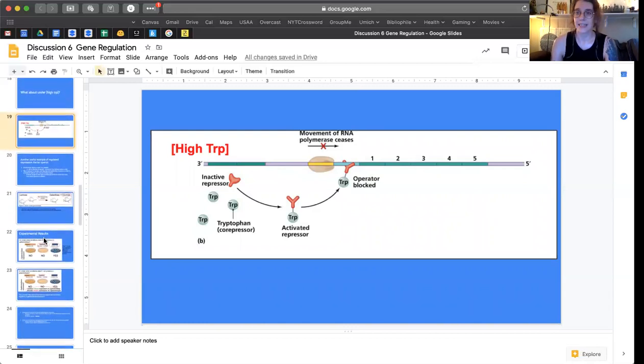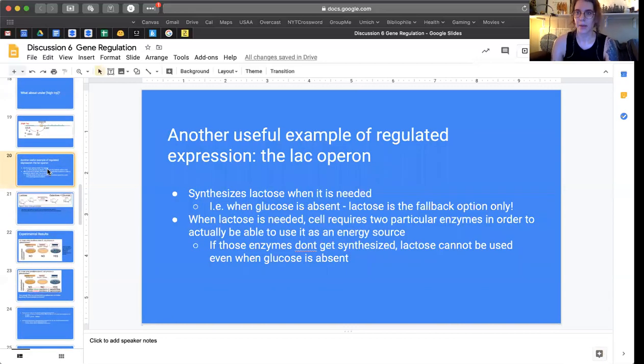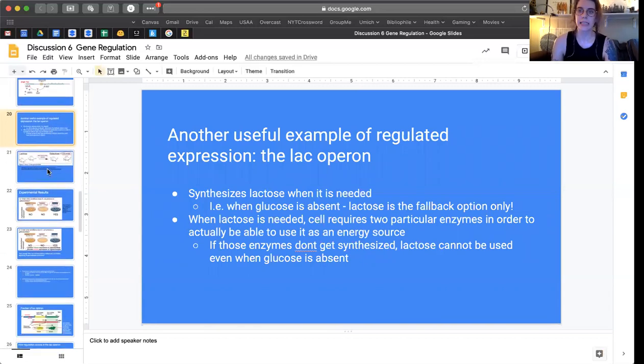The other classic example that we talk about is the lac operon. And this one is a little bit more complex. You'll see why in a moment. But it's also a really good way of testing your knowledge about gene regulation because it has an extra step of complexity to it.